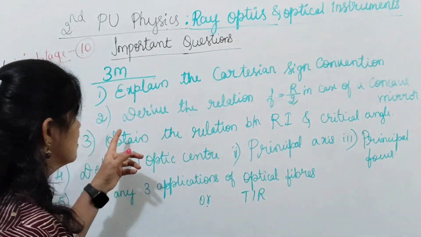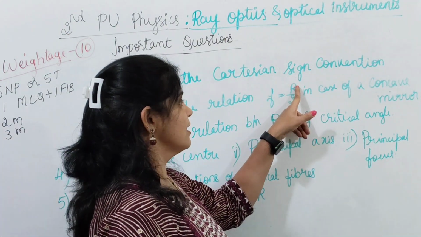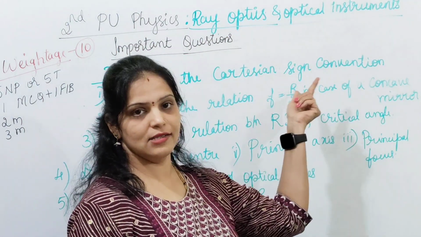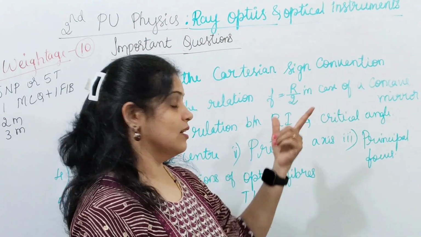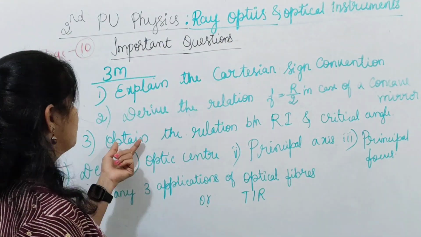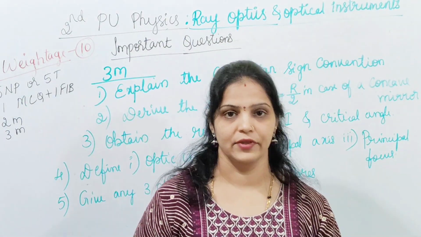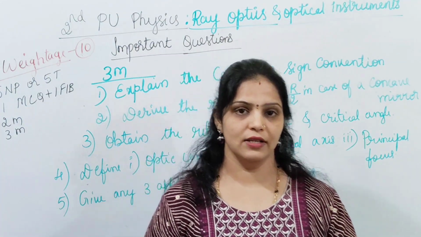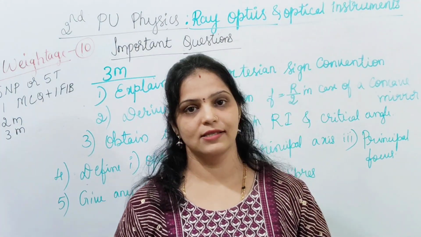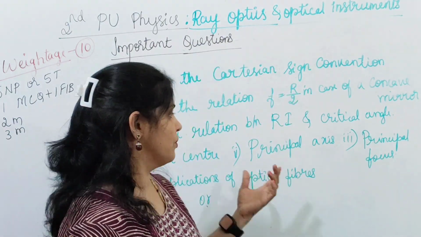And next one is derive the relation for focal length and radius of curvature of a concave mirror, that is f is R by 2. That is one of the very important questions for 3 marks. And obtain the relation between refractive index and critical angle. Refractive index n is equal to 1 by sin c, or sin c is 1 by n. This relation is very important.